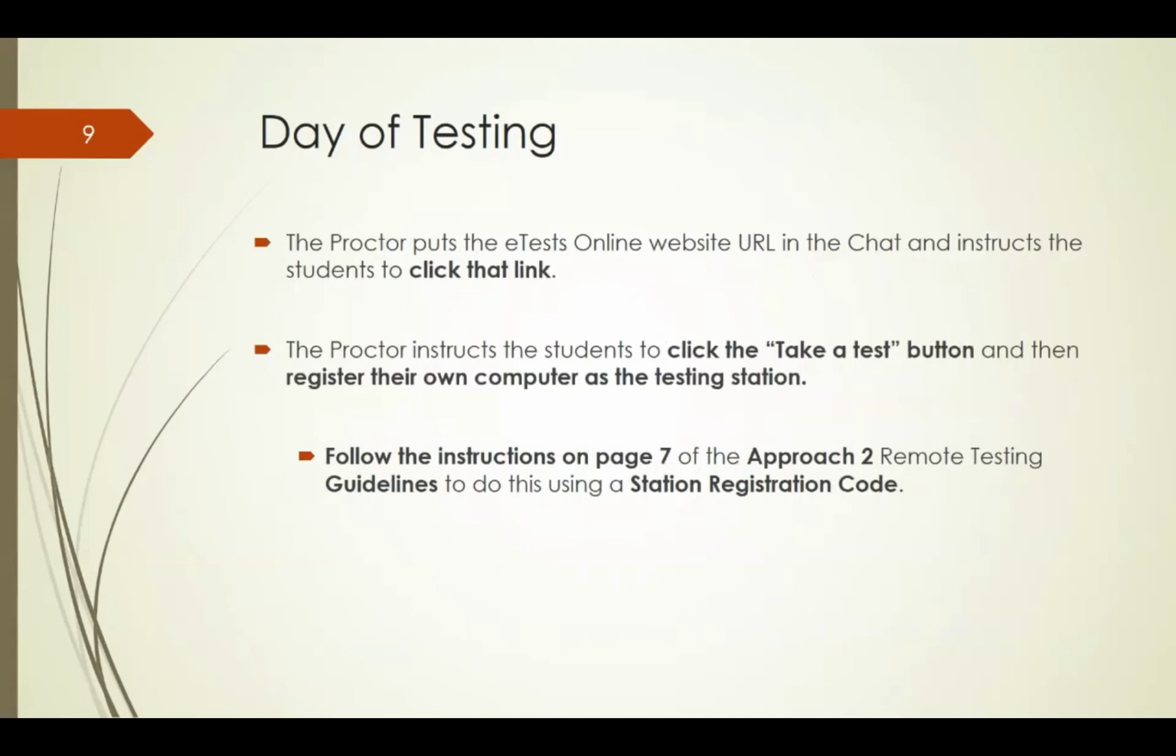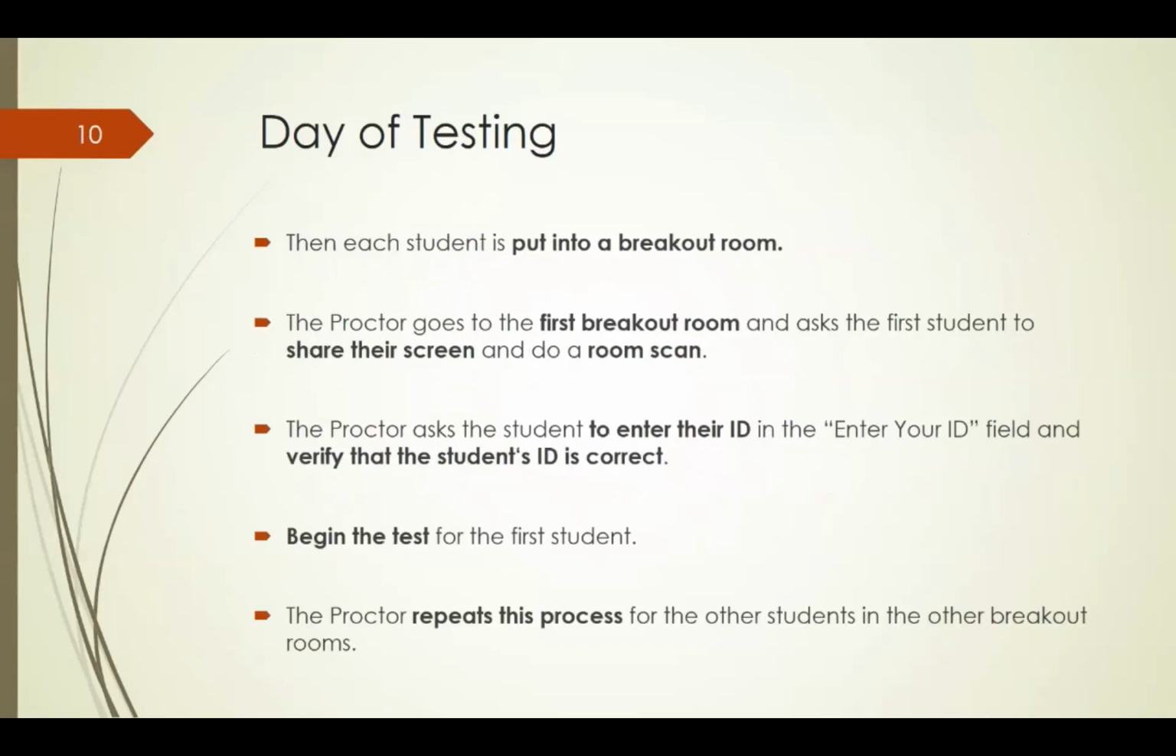The proctor puts the eTest's online website URL in the chat and instructs the students to click that link. The proctor instructs the students to click the Take a Test button and then register their own computer as the testing station. Follow the instructions on page 7 of the Approach to Remote Testing Guidelines to do this using a station registration code. Each student is then put into a breakout room.